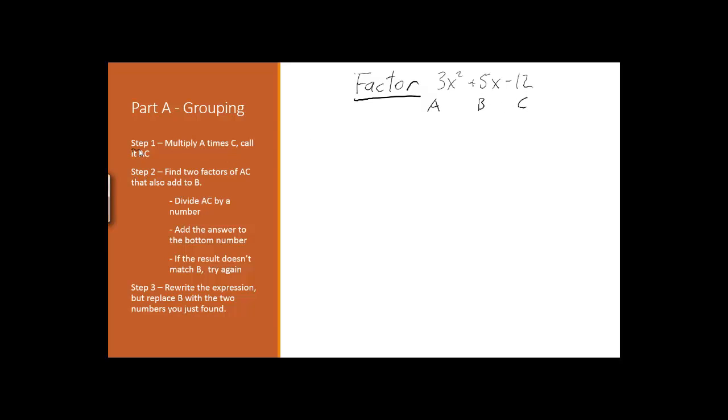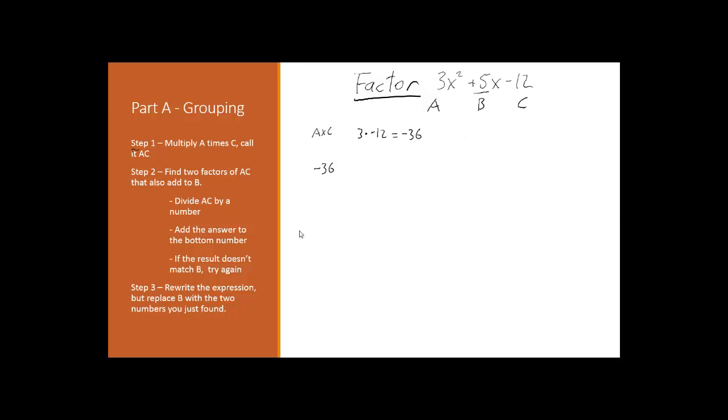For our first step, we'll multiply a times c. Now, a is 3, and c is negative 12. Make sure you include the sign. That's very important. 3 times negative 12 makes negative 36. Now, here's what we're going to do with that negative 36. We're going to bring it down and try to find two factors of negative 36 that add to positive 5. That's b.